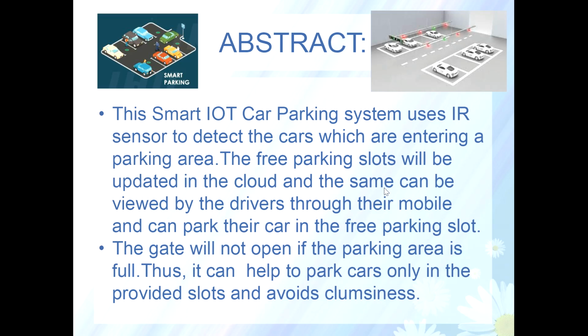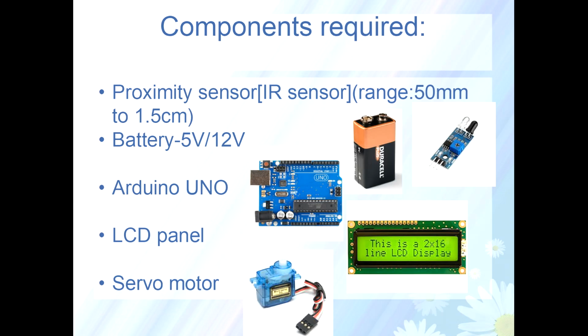The abstract is that the smart IoT car parking system uses an IR sensor to detect the cars which are entering a parking area. The free slots will be updated in the cloud, and the same can be viewed by drivers through their mobile app, and they can park their car in the free parking slot. The gate will not open if the parking area is full. Thus, it can help to park cars only in the provided slots and avoid clumsiness.